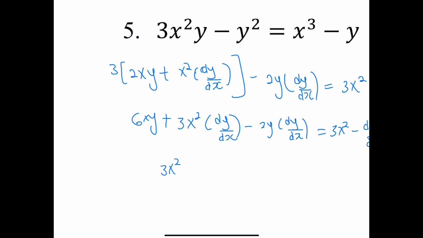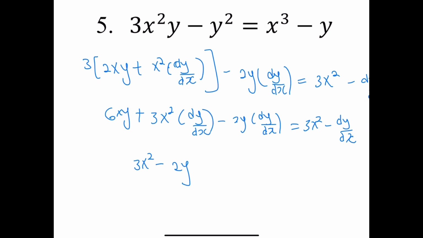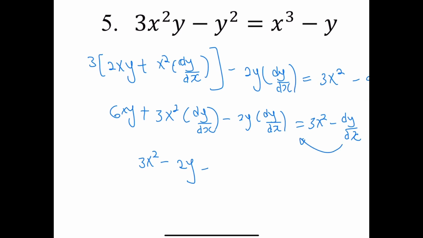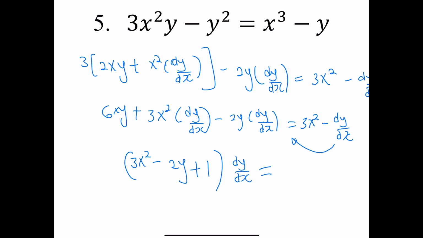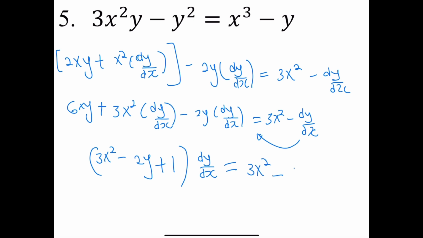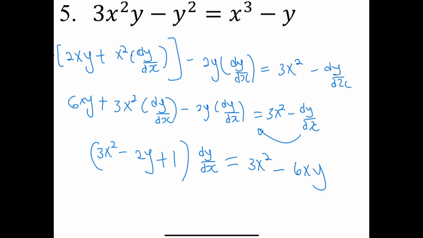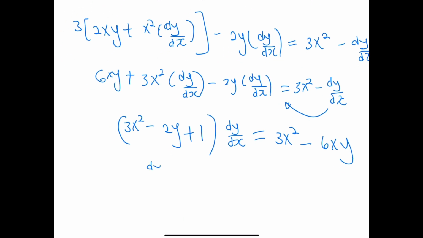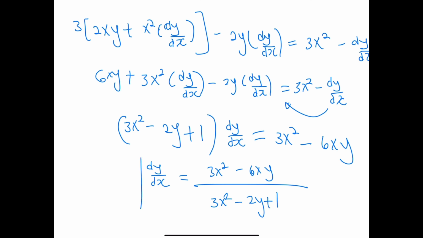So 3x squared minus 2y, and then this will go here, so plus 1, all factored out dy/dx's, and then 3x squared minus 6xy. Okay, and then dy/dx then equals 3x squared minus 6xy all over 3x squared minus 2y plus 1.